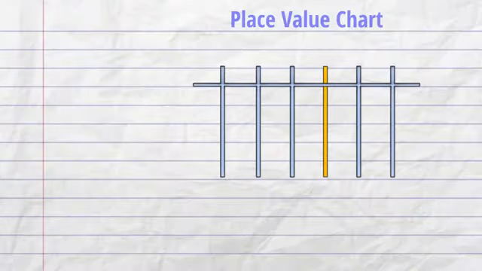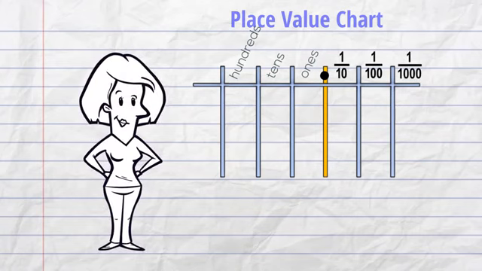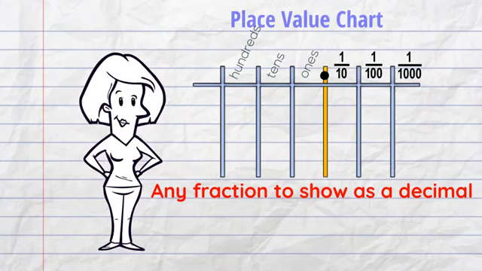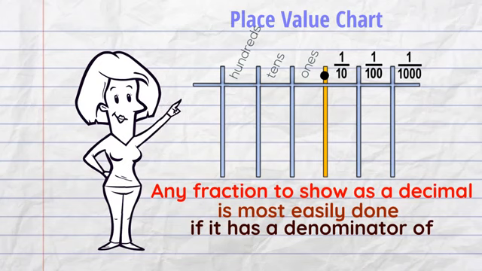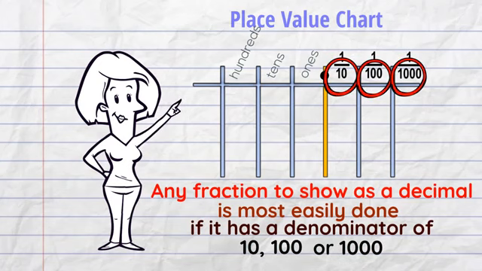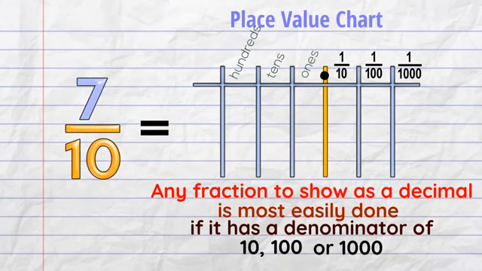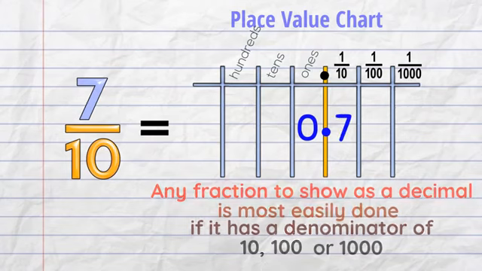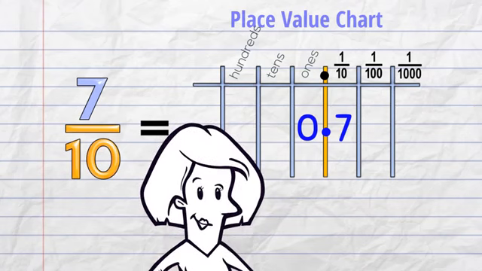Let's bring up a place value chart to help us. Look at the fraction columns: tenths, hundredths, and thousandths. Any fraction we have to show as a decimal is most easily done if it has a denominator of 10, 100, or 1000. So if we have 7 tenths, it has no whole ones, so we put a 0, decimal point, and the 7 goes in the tenths column because we've got 7 tenths. 7 tenths equals 0.7.